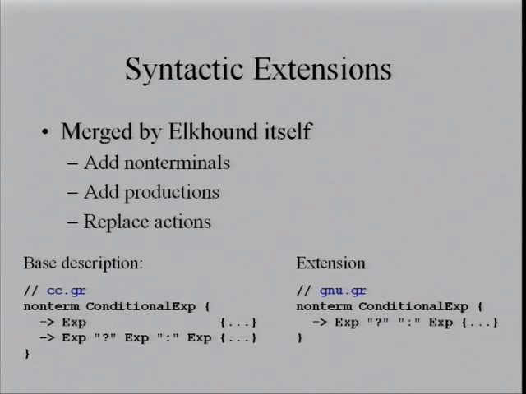The syntactic extensions are merged by the Elkhound tool itself. If I have these two files, this is the base description for the ANSI C++, and then here's one for GNU, which has the question-colon operator, the binary form of that. These are then just unioned together, so the effective conditional expression nonterminal simply has all three of these productions together, and we'll just parse using all three of them.